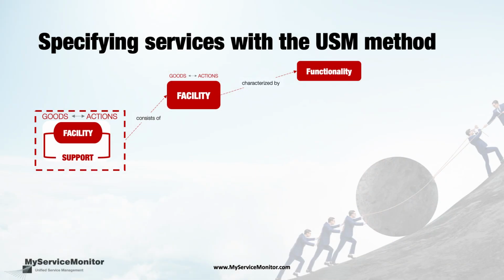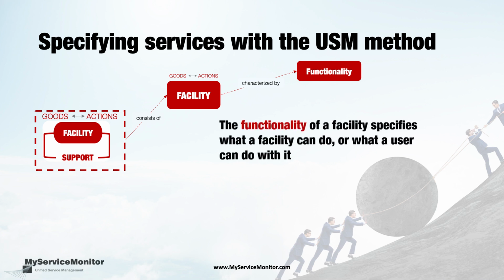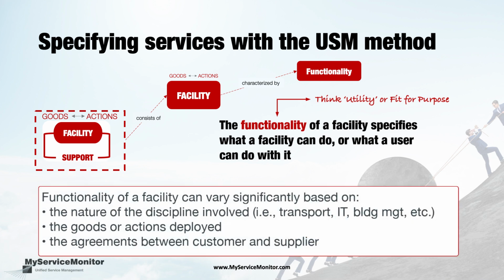Then we can specify the functionality of the facility. The functionality of a facility specifies what a facility can do or what a user can do with it. If you're familiar with the IDLE guidance, think utility or fit for purpose when specifying functionality. The functionality of a facility can vary significantly from one service to another based on its nature, what goods or actions are deployed, and what agreements there are between the customer and the provider.